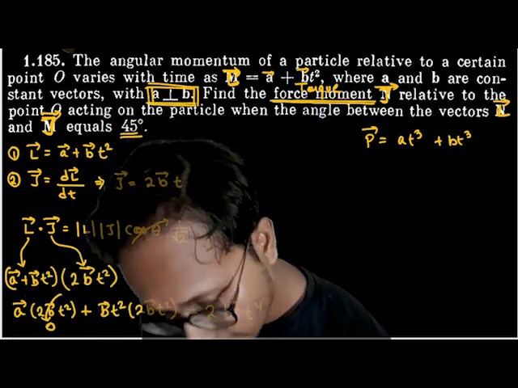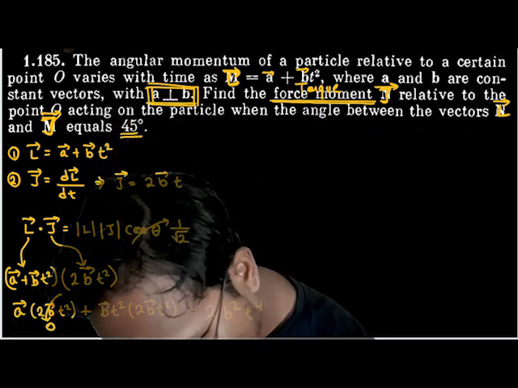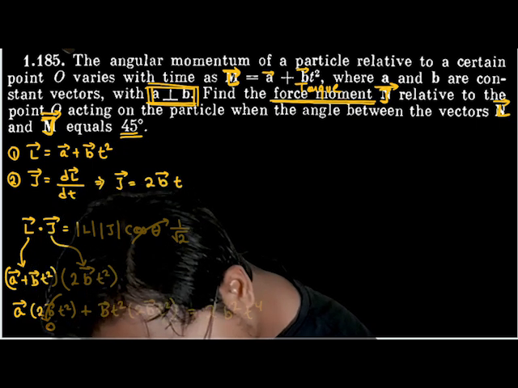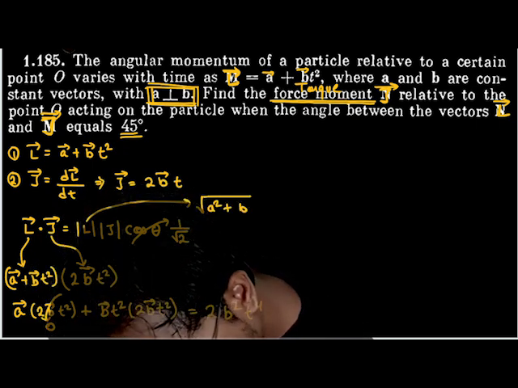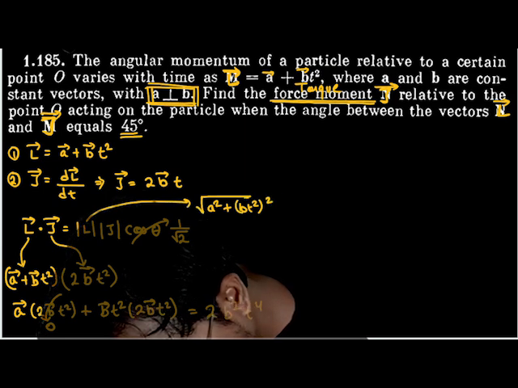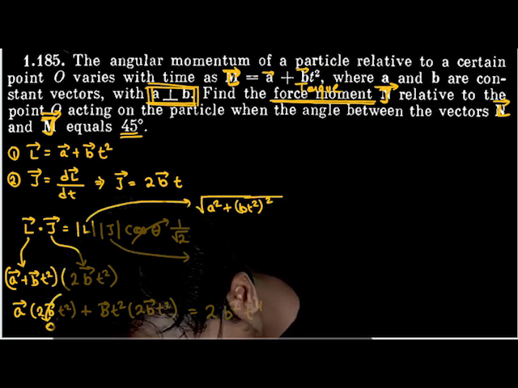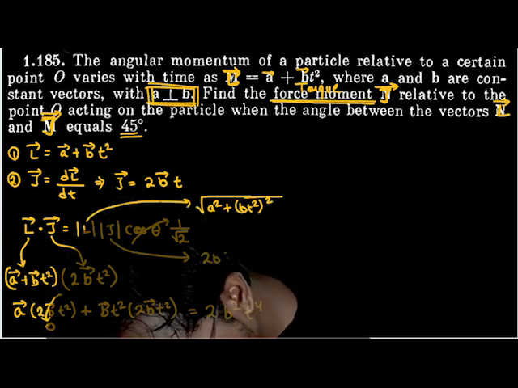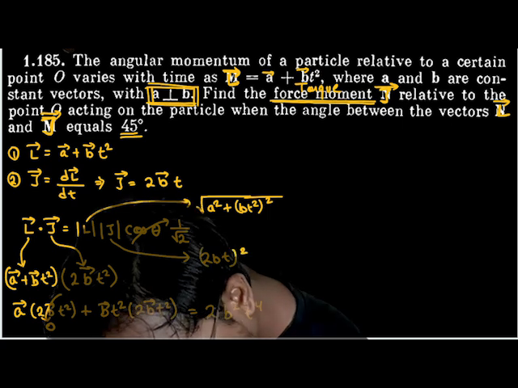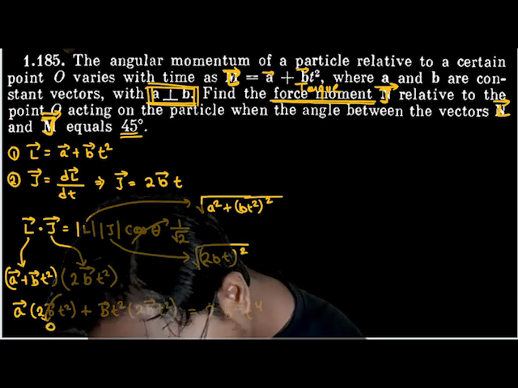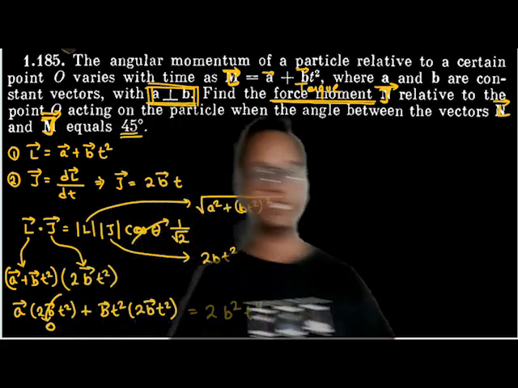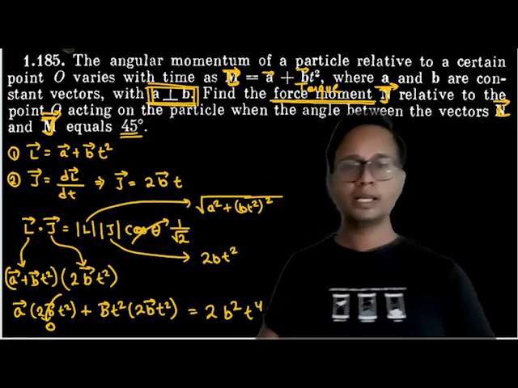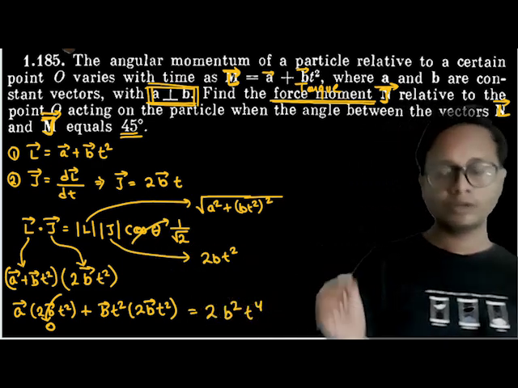So out here, the magnitude of the L vector is nothing but the square root of a square plus (b t square) whole square. And the magnitude of the tau term would be nothing but the square root of (2 b t) whole square. Why? Because it doesn't have any other component. And if I remove this, it is the square root of (2 b t square) whole square. Now if I copy this entire equation out here, what do we get?